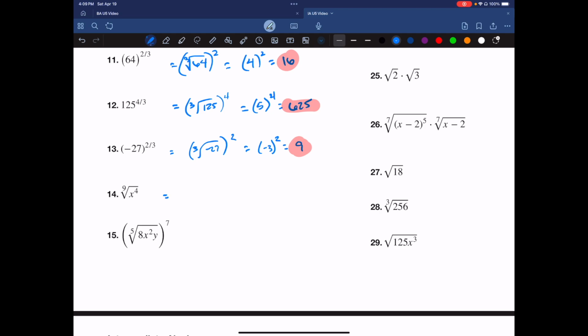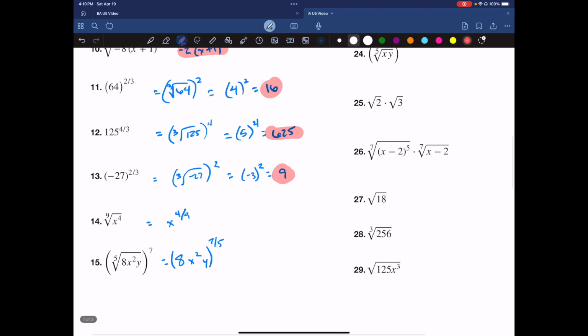So on 14, I'm going to rewrite this as x to the 4/9, and then in 15, I'm going to rewrite this as 8 to the x squared y, put it in parentheses, 7/5. Okay, easy peasy. It's just a simple rewrite.